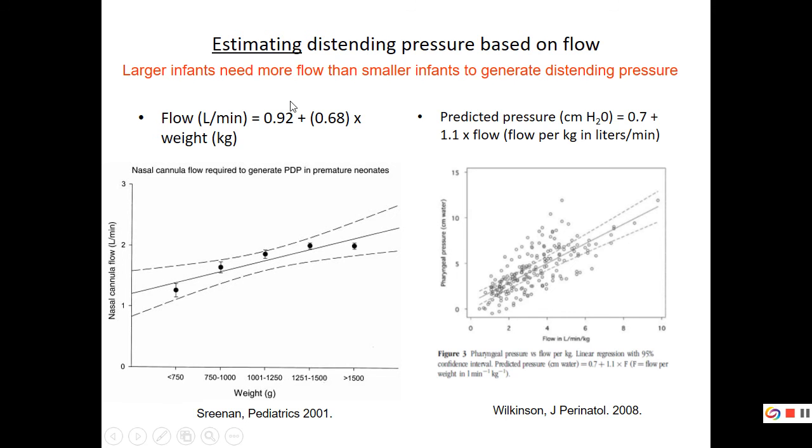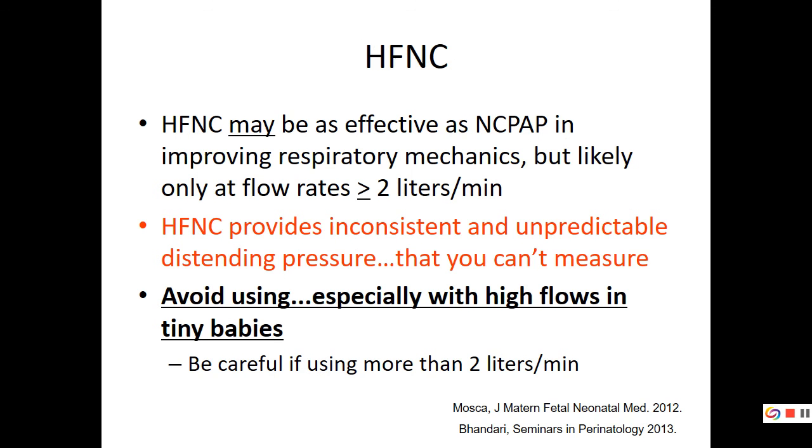So that's a generality. But you can use these equations here to give you a ballpark of what kind of distending pressure you're delivering. So what I say about high flow is that it may be as effective as nasal CPAP in improving respiratory mechanics, but likely only at flow rates greater than 2 liters per minute. It provides inconsistent and unpredictable distending pressure that you can't measure. So I avoid using it, especially in tiny babies, and I don't like going more than a couple of liters per minute. But again, that's arbitrary. You could have a baby that 2 liters per minute isn't enough on, but you don't know.